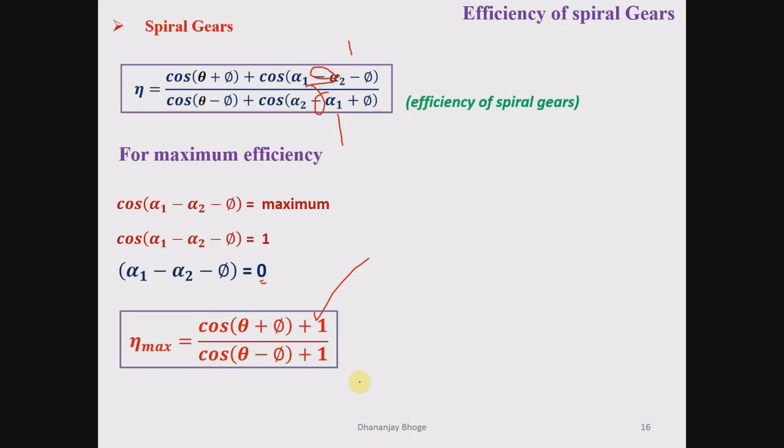Very simple. So using this equation you can determine the maximum efficiency for spiral gears. So in order to find out the maximum efficiency of spiral gears, you need to know only the shaft angle and the amount of friction, or friction angle. Okay?